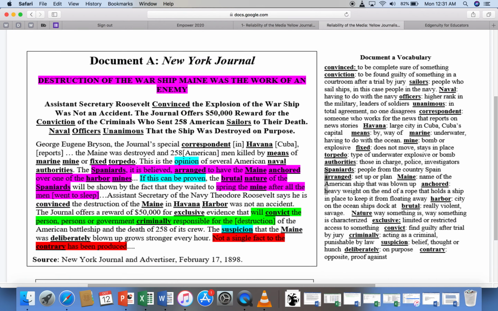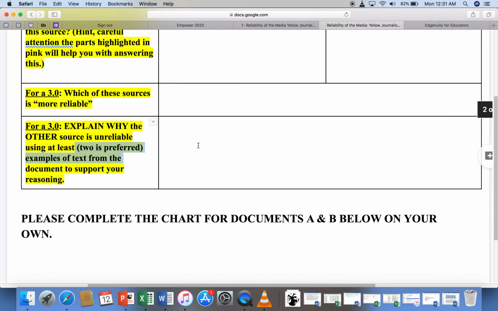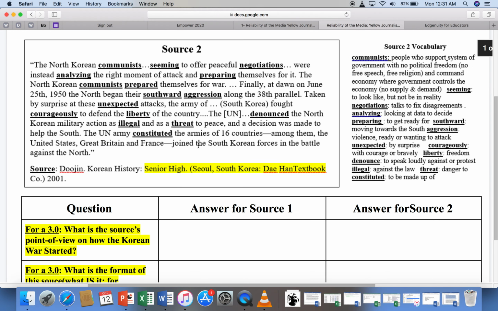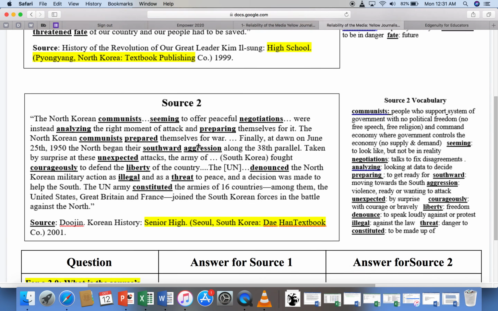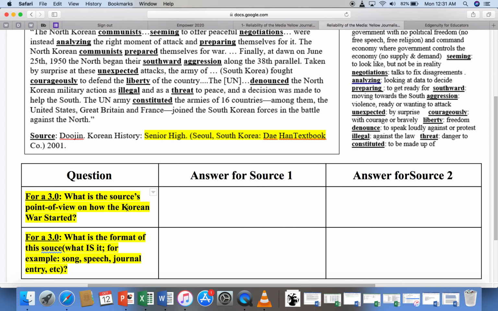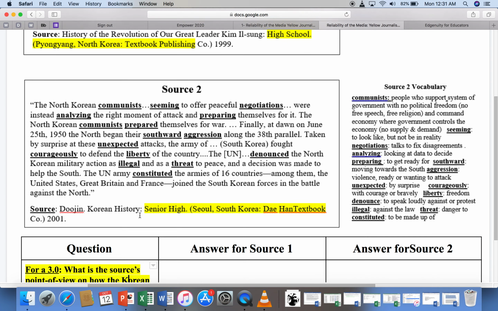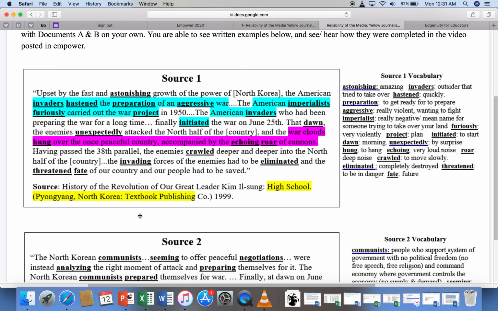All right, I'm going to take us back to the top, and we're going to go on ahead and work through source 1 and source 2. Okay, so the first thing that we need to know, what is the source's point of view on how the Korean War started? So I think that that's going to be pretty straightforward as we read these. So we'll start with source 1.